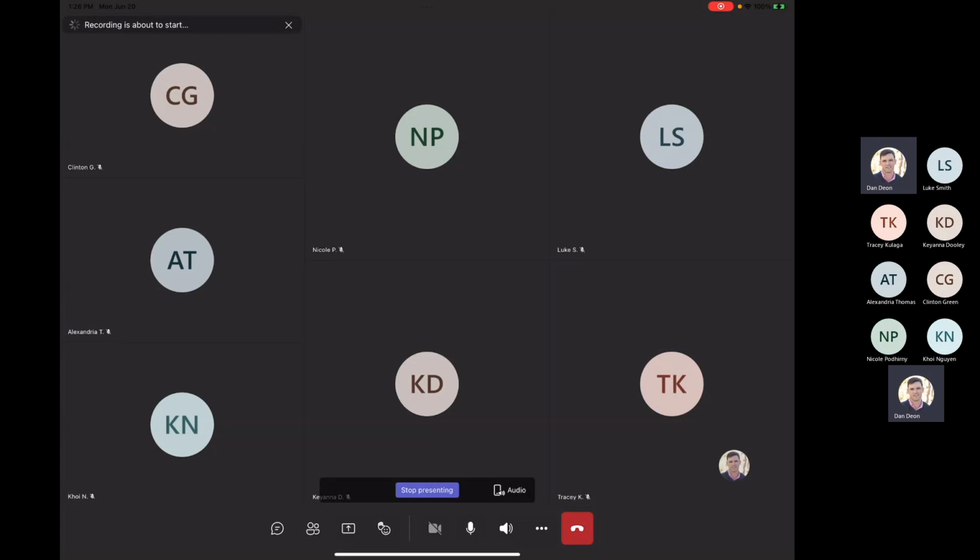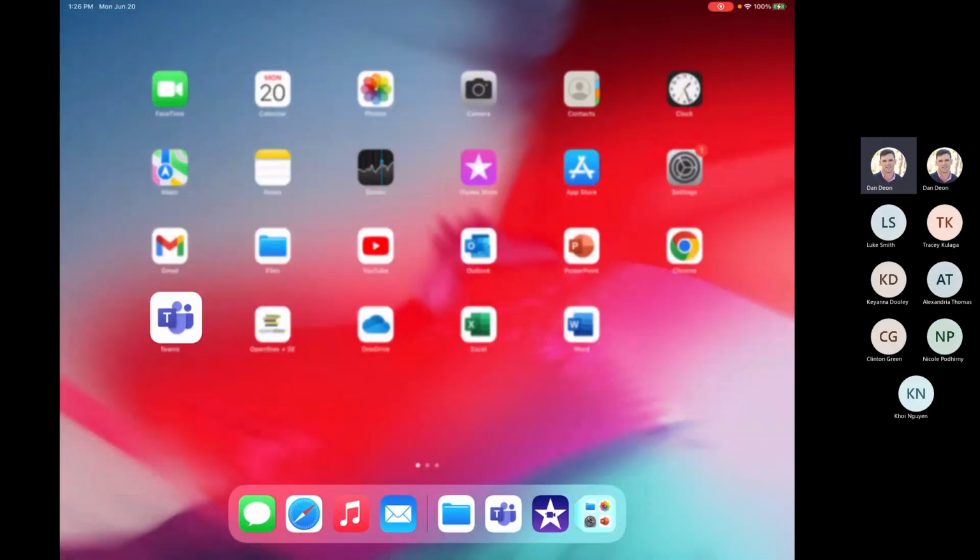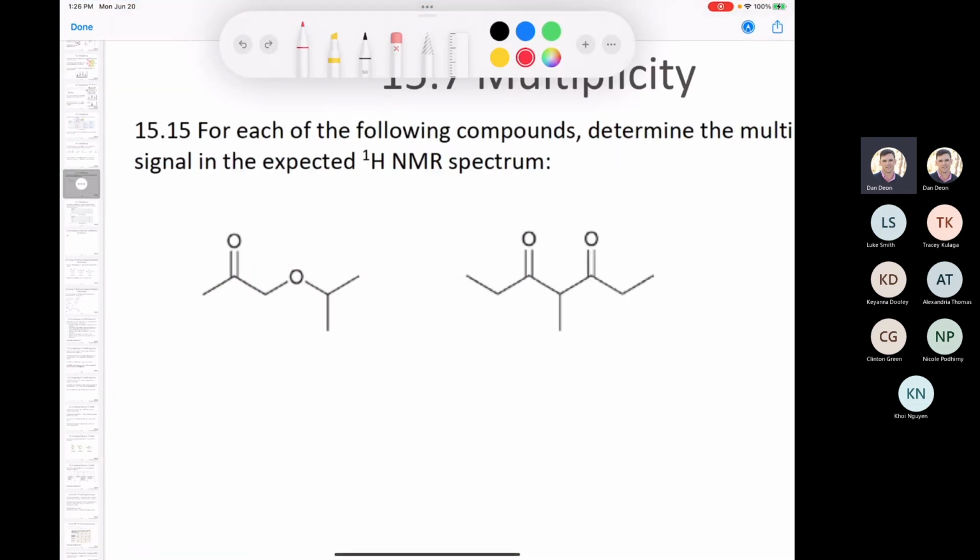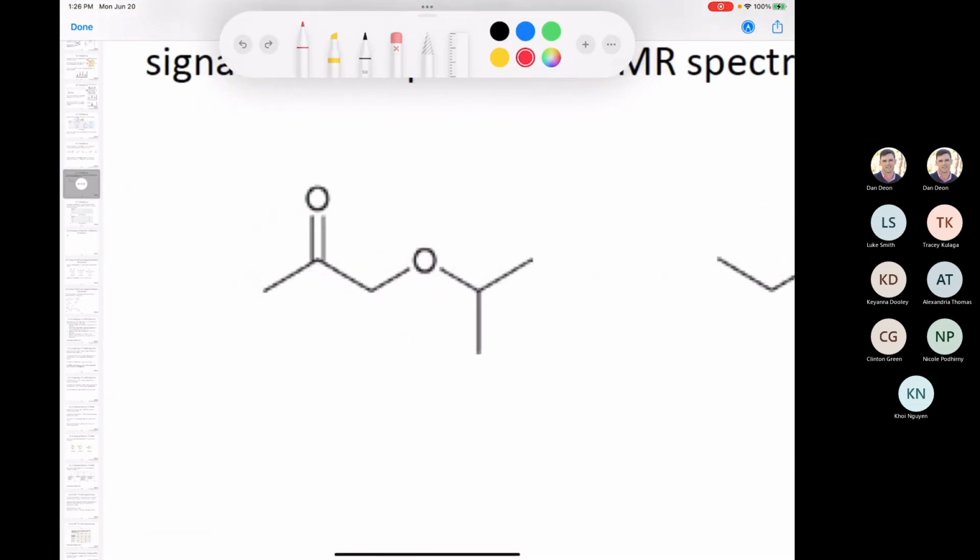Let's take a look. All right, so 15.15, let's start with the compound here. We start with these methyl protons here. I'll just ask my students, are these protons split by any protons, or would we just get a singlet for these ones? One's in the red box. Splitting, yes, no? Anybody have an idea?